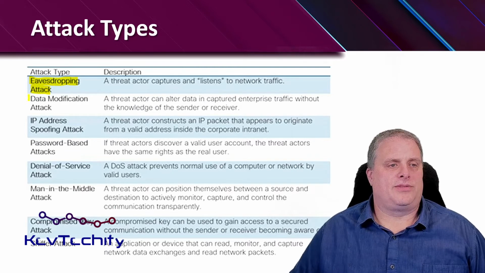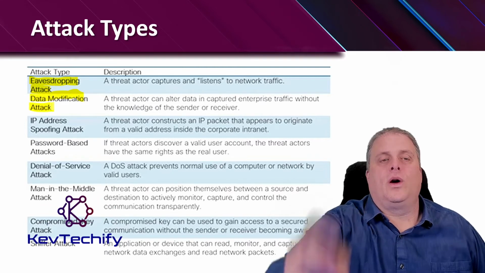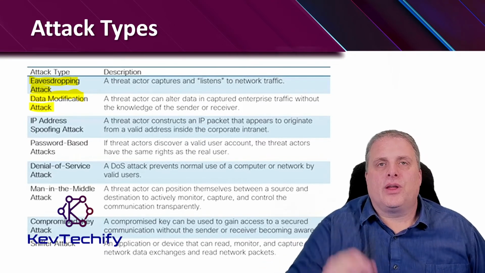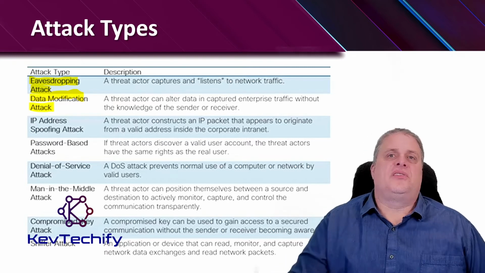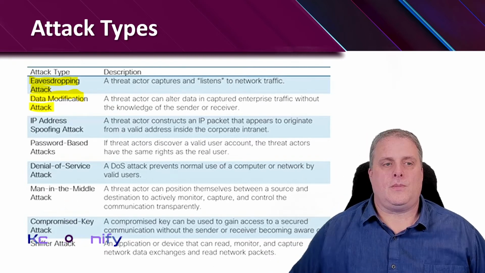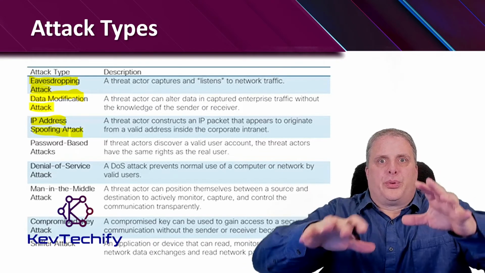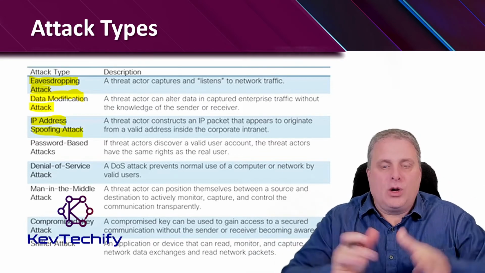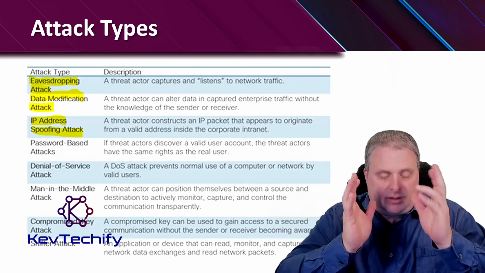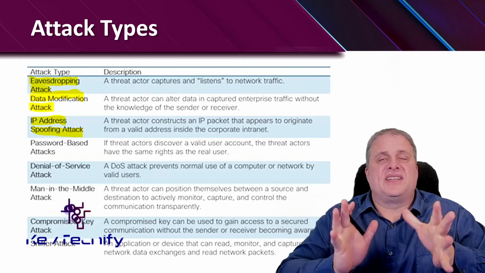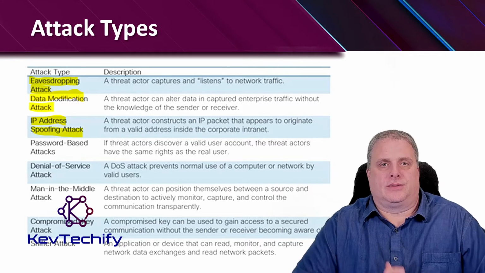Then we have a data modification attack. This is an eavesdropping attack, but we take it one step further. That threat actor will actually capture data, alter it, and then send it on without either the sender or the receiver knowing. With an IP address spoofing attack, a threat actor can pretend to be any IP address. They can go in, manually set their IP address, and appear to be an authorized device on your network. It can send out information, changing that source address.